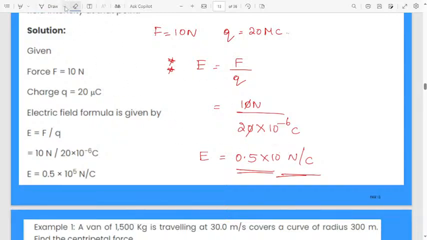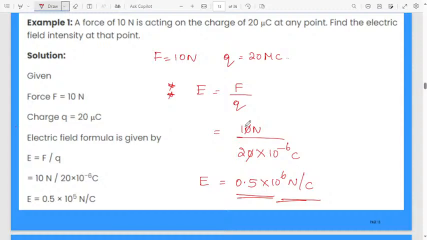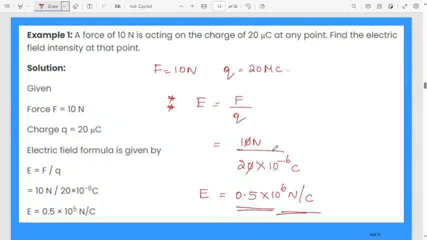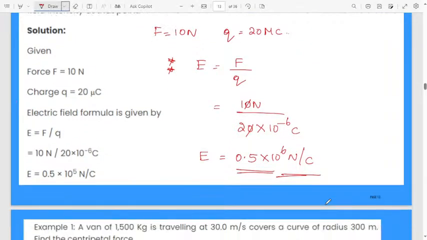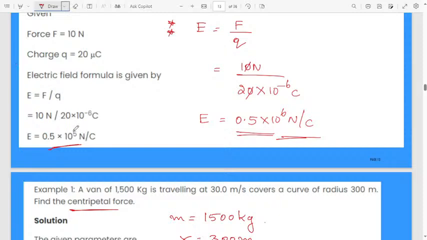Correct. This is 10 power 6 because 10 by 20 microcoulomb, micro means 10 to the power of minus 6. The zeros get cancelled. 1 by 2, its value is 0.5, then 10 power 6. Yes, correct, Viresh. Thank you. On the internet also they have given the value like that only, but this is 6.